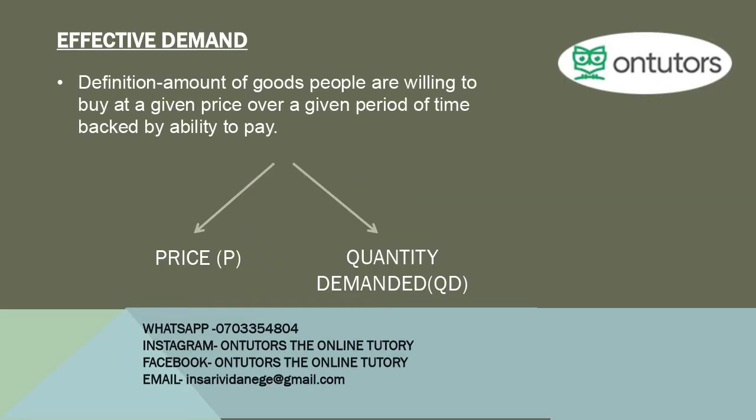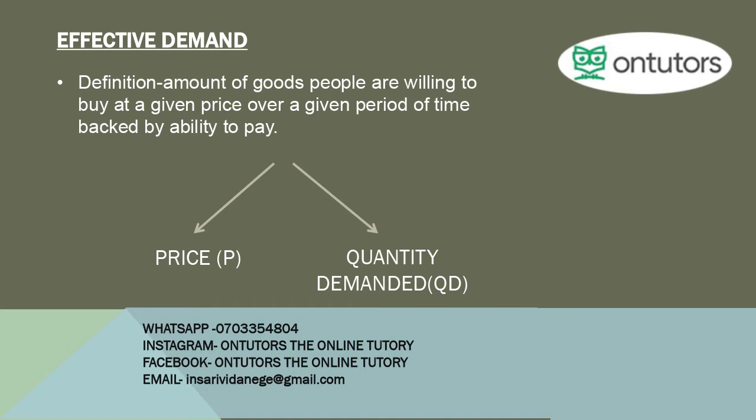So first in demand is effective demand. Effective demand is the amount of goods people are willing to buy at a given price over a given period of time, backed by ability to pay. So there are two things we consider in demand in the curve, that is price in the y-axis and quantity demanded in the x-axis. So those are the two main factors that affect demand.